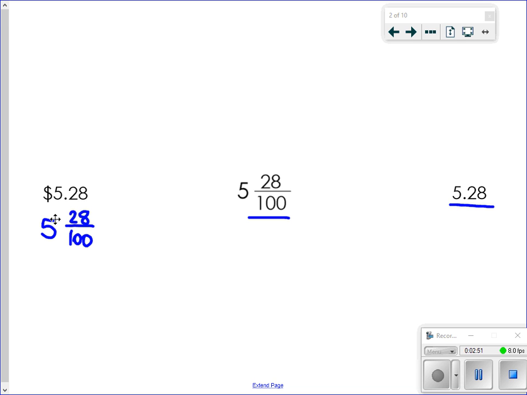So the number that is in front of the decimal, this number here, tells you how many whole parts you have. And the part that is after the decimal tells you the fractional part, less than 1 whole.